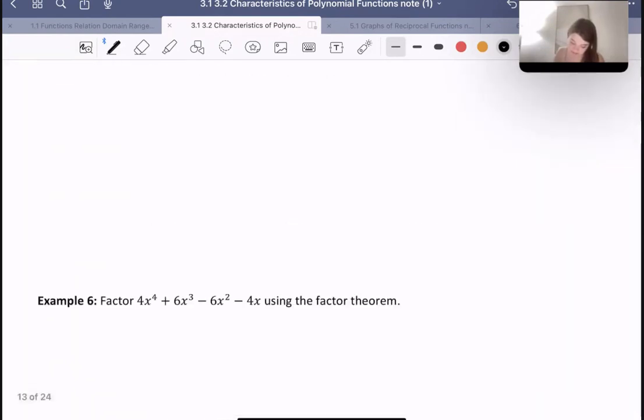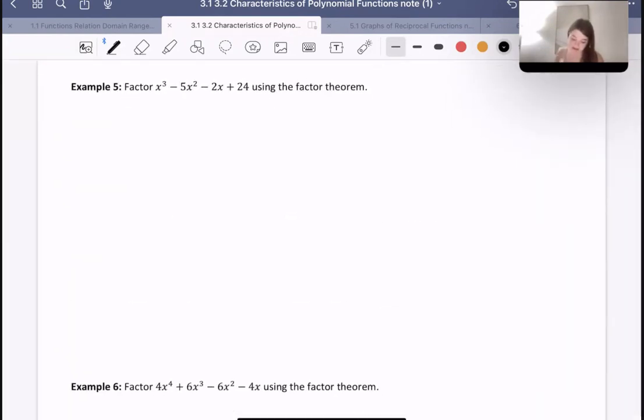Example 5 says factor x cubed minus 5x squared minus 2x plus 24 using the factor theorem. I do want to reiterate here that we can't do this just using the factor theorem, right? The factor theorem only tells us which values are factors or not factors. But we can use it to help us know what to divide and how to factor. So I'm going to take a look at this and see what value might be right.